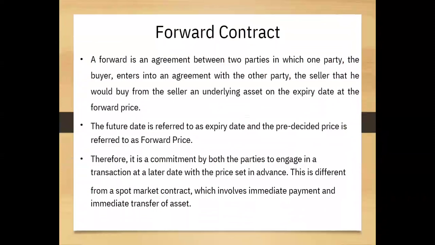I am going to go one by one in a clear-cut manner: a comprehensive analysis of the forward contract, then futures, then options and swaps. First and foremost, the forward contract. It is an agreement between two parties, in which one party, the buyer, enters into an agreement with the other party, the seller, to buy from the seller an underlying asset on the expiration date at the forward price.